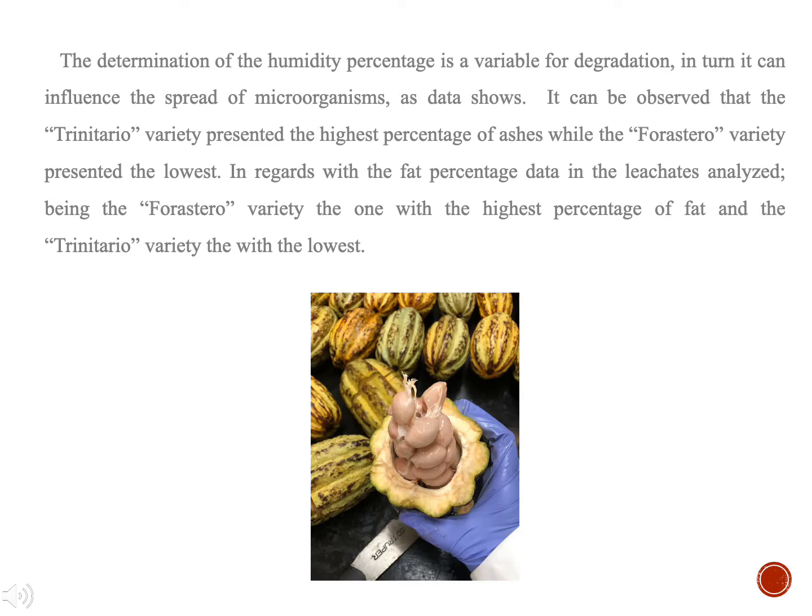The determination of the humidity percentage is a variable for degradation. In turn, it can influence the spread of microorganisms, as the data shows. It can be observed that the Trinitario variety presented the highest percentage of ashes, while the Forastero variety presented the lowest. Regarding the fat percentage in the leaches analysis, the Forastero variety had the highest percentage of fat and the Trinitario variety the lowest.